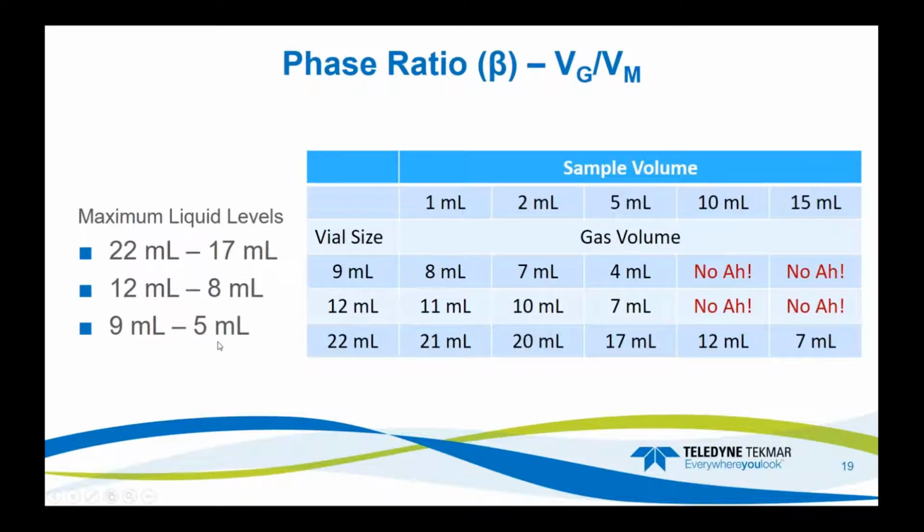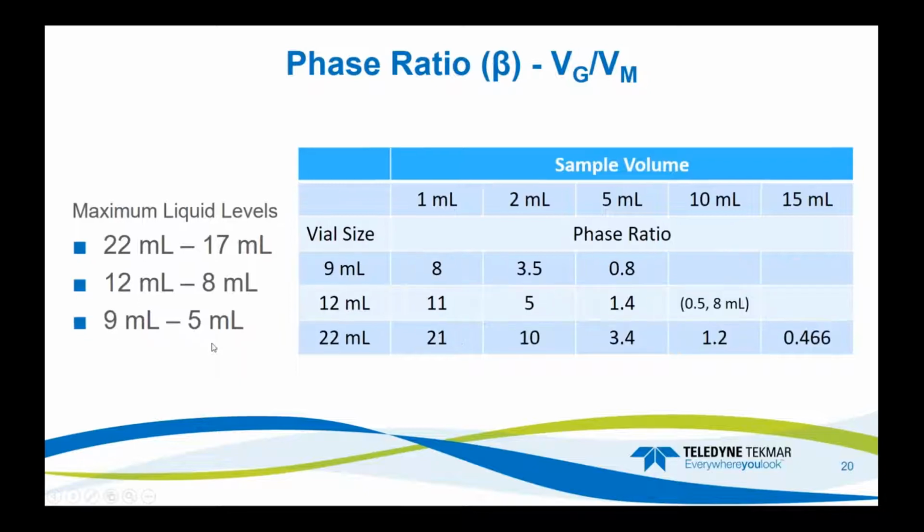As you can see over here on the left, I have placed the maximum liquid levels in the vials. For the 22 mil, we can go up to 17 mils. For the 12 mil, 8 mils is about the maximum. And for a 9 mil vial, 5 mils is the maximum. So what are these phase ratios? For 1 mil of sample in a 9 mil vial, the phase ratio is 8. 2 mils is 3.5. 5 mils is 0.8. On a 12 mil vial, the phase ratios are 11, 5, and 1.4. If you put 8 mils in a 12 mil vial, the phase ratio would be 0.5, but I didn't do that for this experiment.